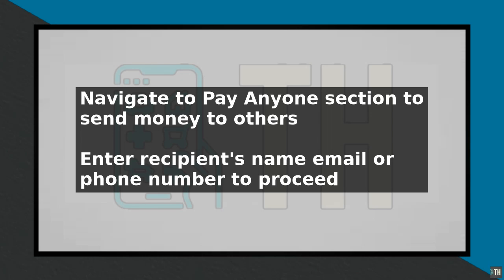If the recipient is already a Chime user, the money will be transferred instantly. If the recipient is not a Chime user, they will receive an email or text message with instructions on how to claim the money. The recipient will have 14 days to claim the money before it is returned to your account. When sending money, make sure to double-check the recipient's information to avoid any errors.